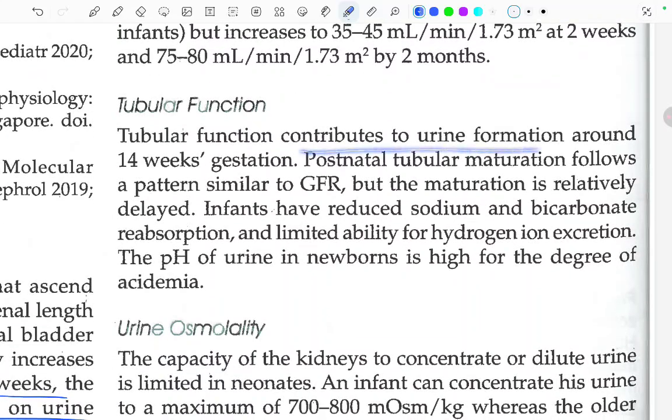The tubular function contributes to urine formation around 14 weeks of gestation. Postnatal tubular maturation follows a pattern similar to GFR, but the maturation is relatively delayed. Infants have reduced sodium and bicarbonate reabsorption and a limited ability for hydrogen ion exchange. The pH of the urine in the newborn is high for the degree of the acidemia.